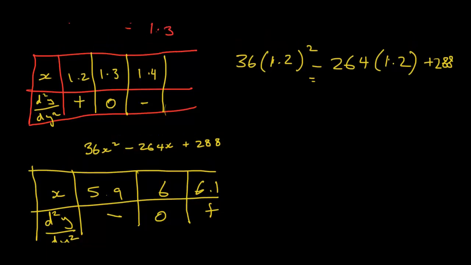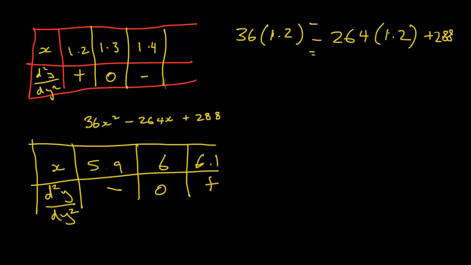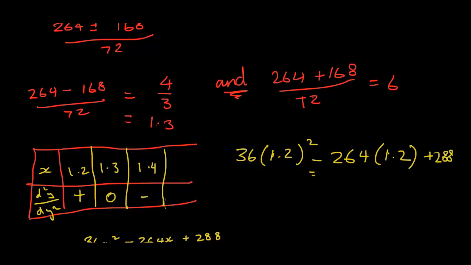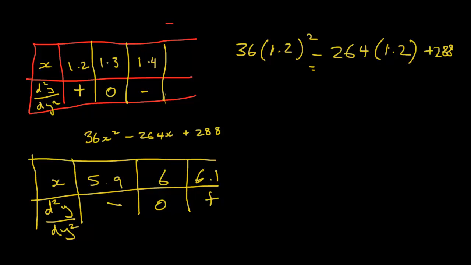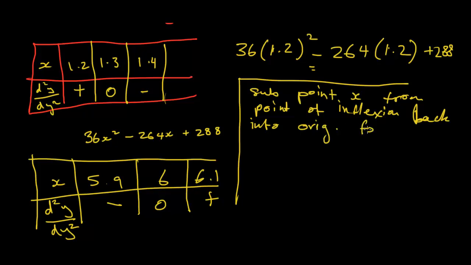Now, going back to this, we know that these two are points of inflection, and since we do know that, I think it's worth spending the effort finding the y value. Since we only have the x, we've got 1.3 and we've got 6, so let's sub it back into the original equation. Not any of the differentiations, but into the original equation. So I'm just going to write something. Sub x from point of inflection back into orig formula. So that's what I'm going to do exactly right here.